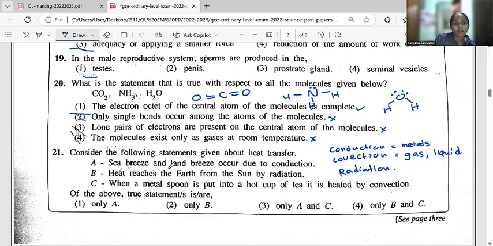Let's see. Sea breeze and land breeze occur due to conduction. No, it is a result of convection. Heat reaches the earth from the sun by radiation. That's true. Radiation doesn't need a medium. That's why we can say that the sun's heat reaches the earth by radiation. When a metal spoon is put into a hot cup of tea, it is heated by convection. No, that's conduction. Only B is correct, so the answer is the second one.